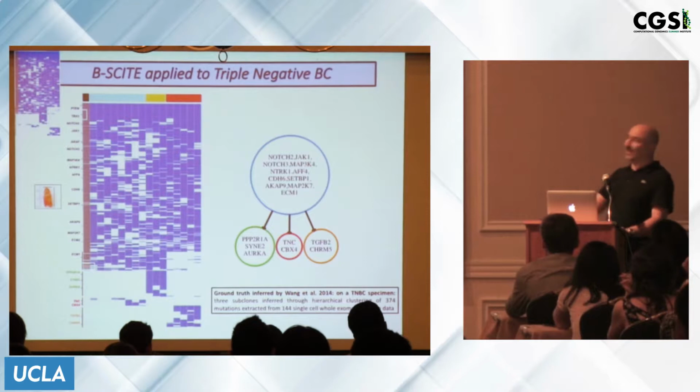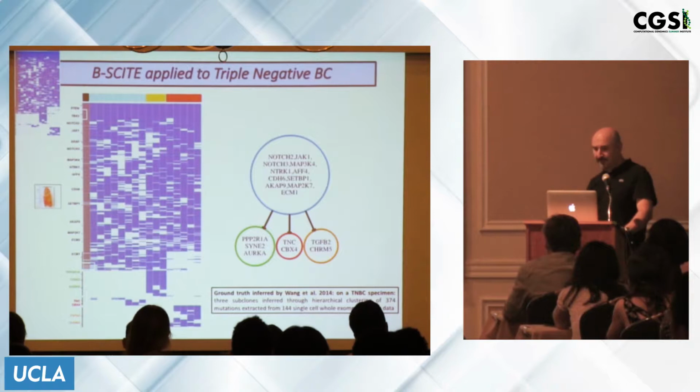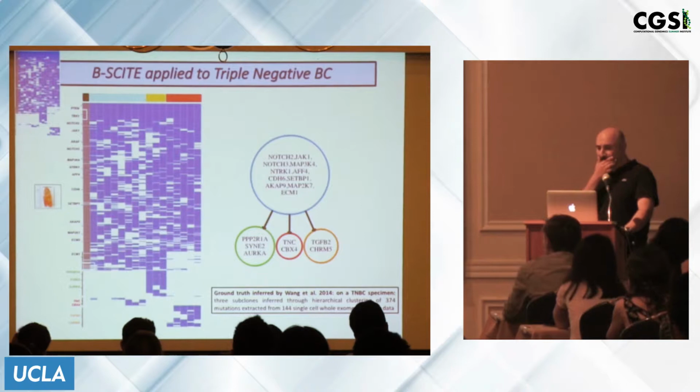So I'm going to get into the measures of accuracy in a moment. Let me give some examples from some data sets that we extracted from well-known papers. This particular figure may be pretty familiar for those of you who are in the know. This is from Nick Navin's paper from 2014 on a triple negative breast cancer patient.